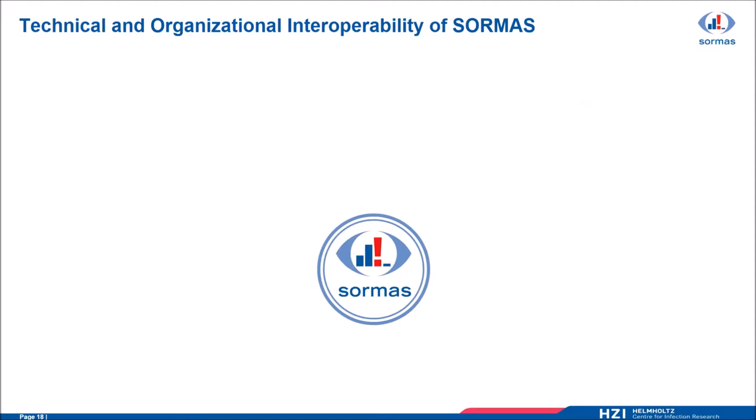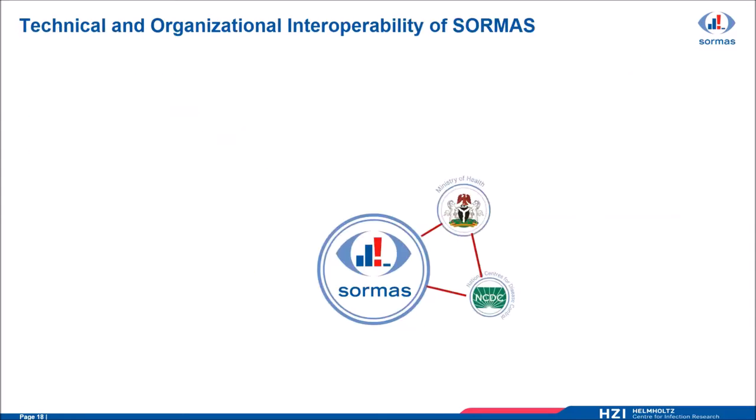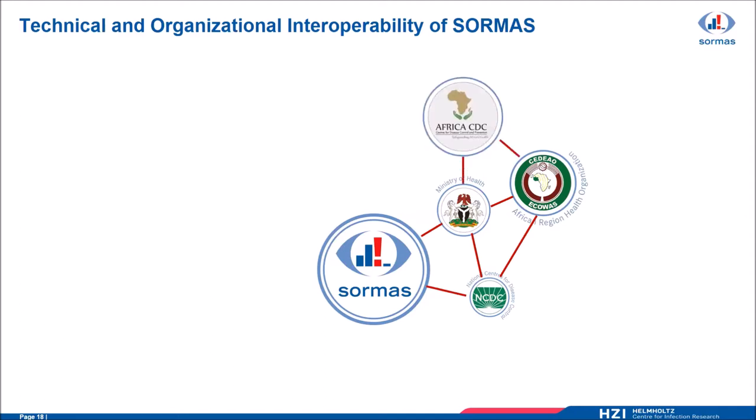But let's go forward to the interoperability of SORMAS. SORMAS is set up in such a way that it's the periphery system collecting information from the lowest level, and it's able to prepare situation reports and data for the National Center for Disease Control. This data is pushed to the Ministry of Health, and the Ministry of Health and the National Center for Disease Control report to the Africa Region Health Organization. And this information is pushed to the Africa CDC.